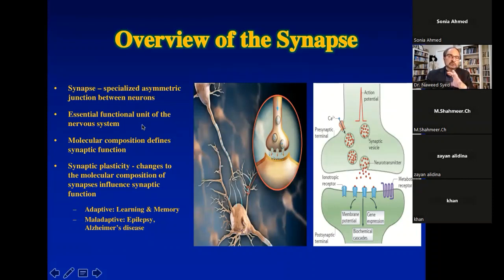And if the synapses do not function properly or fail to establish, our brain is completely out of its functionality. So the molecular composition defines the synaptic function, and we know the synaptic plasticity changes this molecular composition of synapses. It also influences synaptic function. So we know that all changes, whether adaptive, such as learning and memory, or maladaptive, such as epilepsy and Alzheimer's disease, they all owe their existence to the function or the dysfunction or the abnormal function of these synaptic connections.